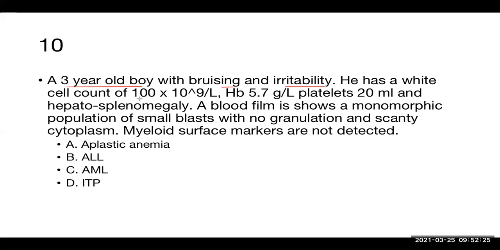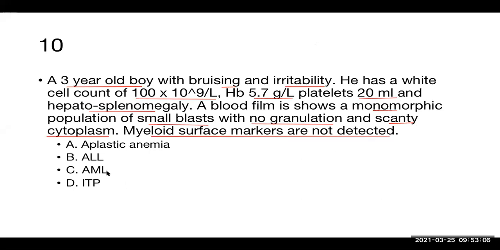He has a white cell count of 100,000, okay? Hemoglobin 5.7 gram and platelet, okay, 20. It's just 20,000. This is per cubic millimeter, okay? Just correct it, 20,000. And he has presence of hepatosplenomegaly as well. A blood film shows a monomorphic population of small blasts with no granulation and scanty cytoplasm. Myeloid surface markers are not detected.